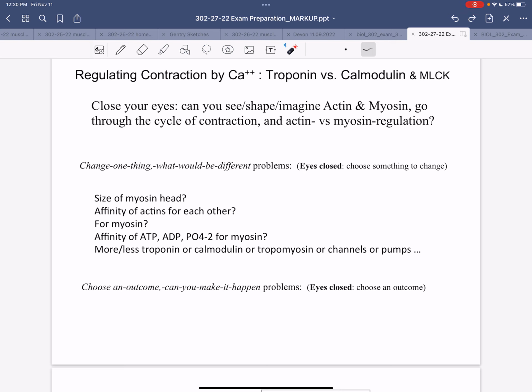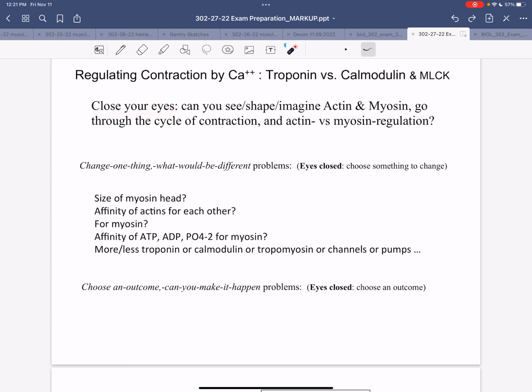Then, for a part of the class, I talked about regulating contraction by calcium using either troponin and tropomyosin, versus calmodulin and myosin light chain kinase. And I took the class through an exercise, and you can listen to it. It's about maybe 10 minutes into the recording. For that part, you don't need any image because there was none.